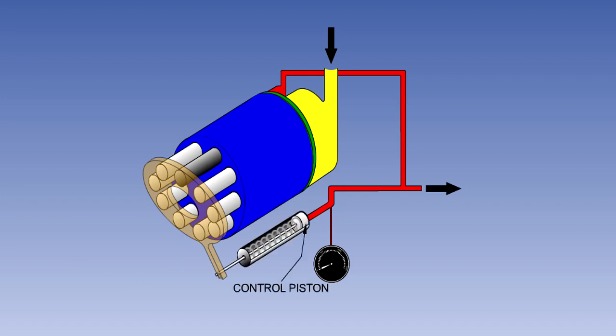The angle of the swash plate, and thus the piston stroke, is varied by the position of the control piston. The control piston has pump outlet pressure on one side of it and a spring on the other. With the pump stationary, there will be no hydraulic pressure, so the spring will push the control piston fully to the right, and the swash plate angle will be maximum.